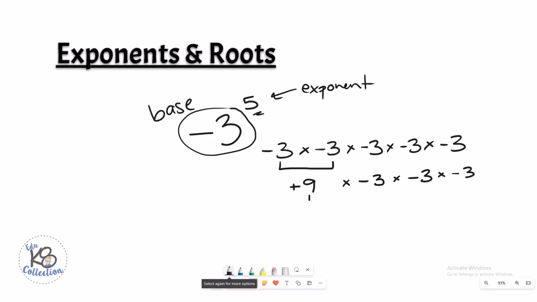So now we have a positive 9 times a negative 3. Well, a positive times a negative is a negative. So 9 times 3 would be 27. So positive 9 times negative 3 is negative 27. And again, bringing down the rest of the 3's. Still from the left, negative 27 times negative 3. So a negative times a negative is going to be a positive. 27 times 3 is 81.